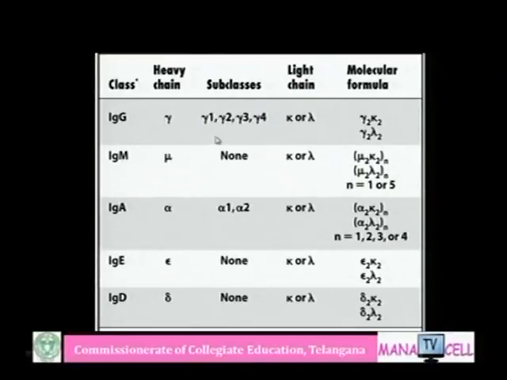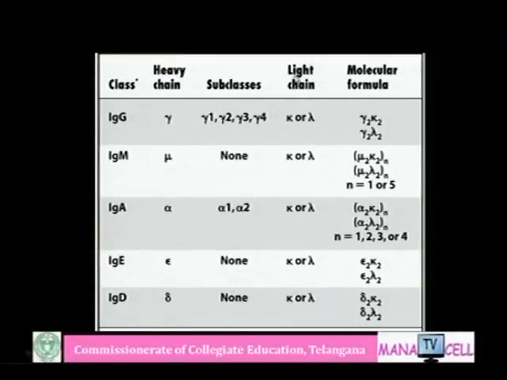In IgG, you will find 4 subclasses, differing in the constant region of the IgG molecule. They are gamma 1, gamma 2, gamma 3, gamma 4, or G1, G2, G3, G4. In IgM you do not find any subclasses. In IgA you will find alpha 1 and alpha 2, or IgA1 and IgA2. In IgE and IgD you never find any subclasses.